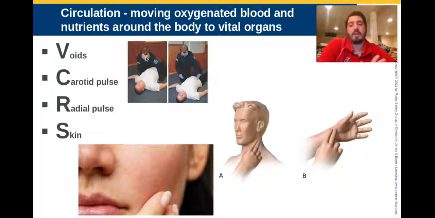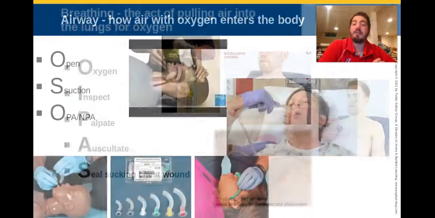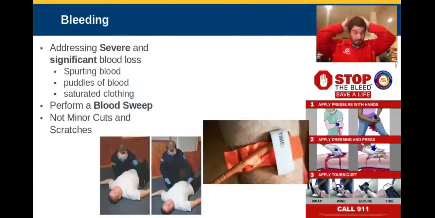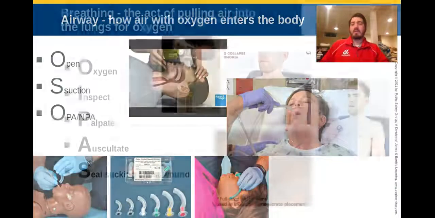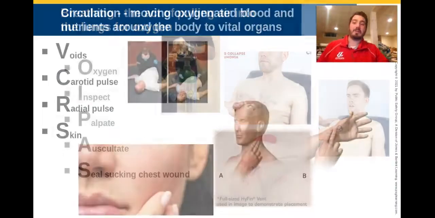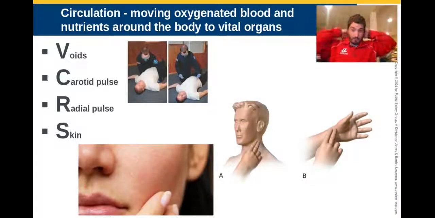So, V, the voids. We kind of did this all the way back at the beginning with bleeding, right? We did a blood sweep. We checked the voids for bleeding. But again, in circulation, if you didn't see any blood or maybe you start to see some, check the voids with your glove. Do a blood sweep.